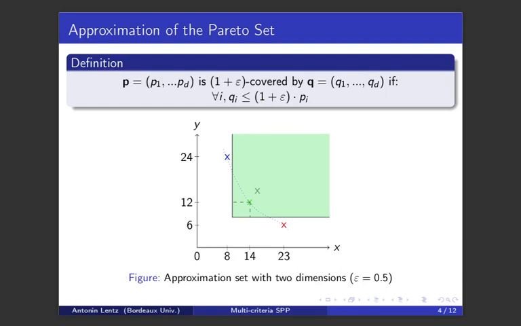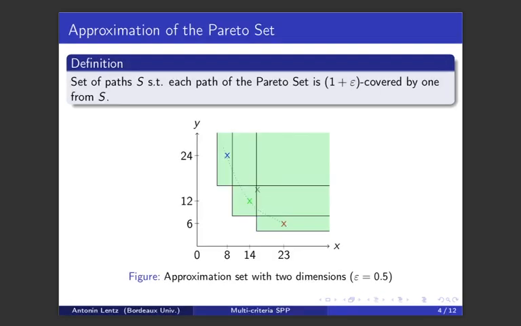The good news is that you just need 3 paths to cover the whole Pareto set: the blue, the green and the red path. It was proven that you can use a polylog number of paths to cover any Pareto set. However, it's not practical to compute the Pareto set and then extract the polylog number of paths that you need. So you need to summarize during the algorithm, while discovering paths.